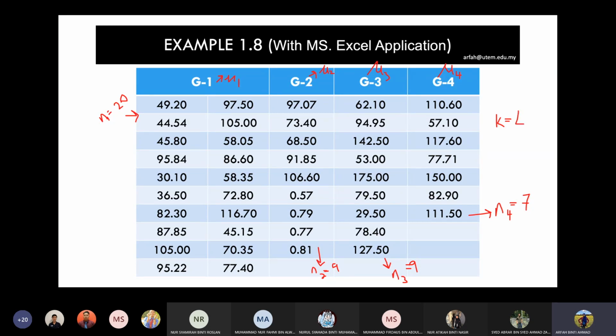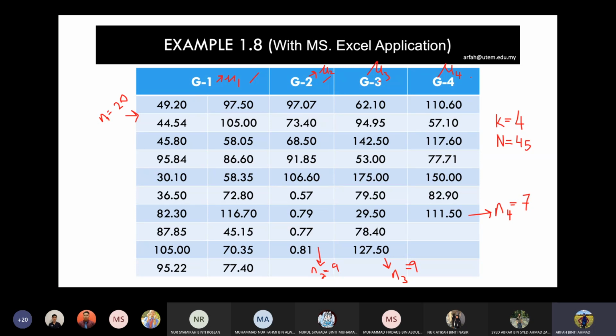K is number of treatment. So ada 1, 2, 3, 4. Ada 4 treatment. So K sama dengan 4. Capital N. N besar. Sama dengan berapa? 45. Okay, betul. Thank you Irsyad. N besar sama dengan 45. Okay. 45 sebab ada 45 subjek atau awak totalkan 20 tambah 9 tambah 9 tambah 7 dapat 45.